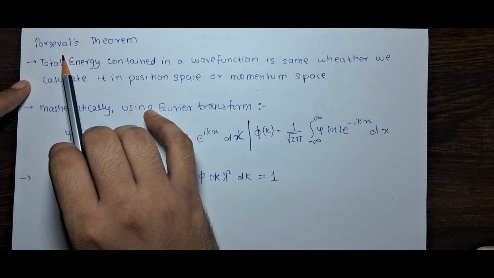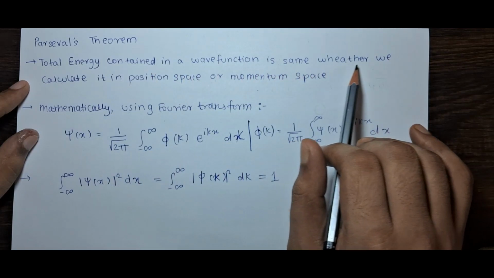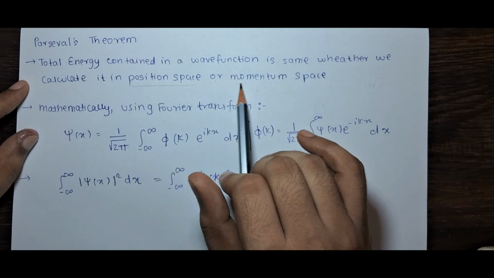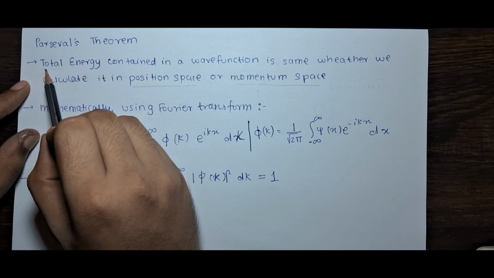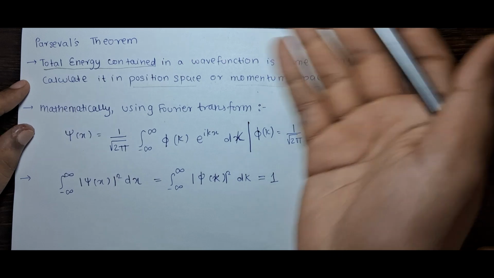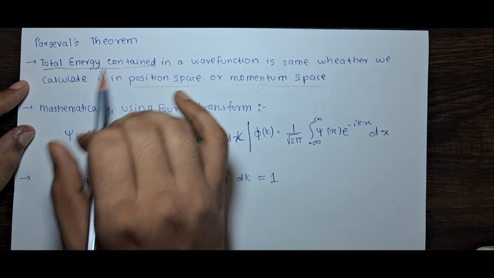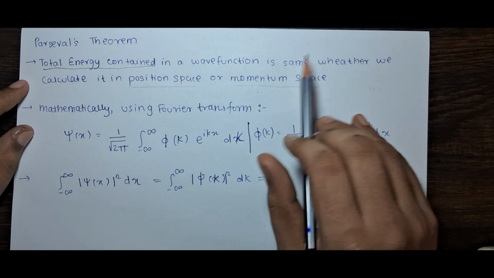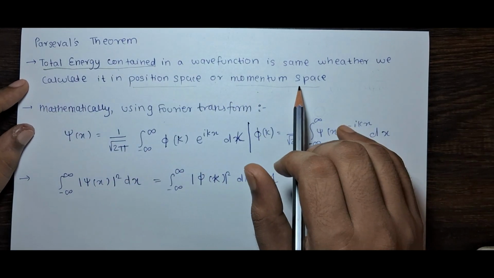Parseval's theorem: the total energy contained in a wave function is the same whether we calculate it in position space or momentum space. It basically remains the same. What remains the same? The total energy contained. In the previous example, we took the 5 units example. That means the 5 units of energy contained in a wave function remain the same whether we calculate it in position space or momentum space.